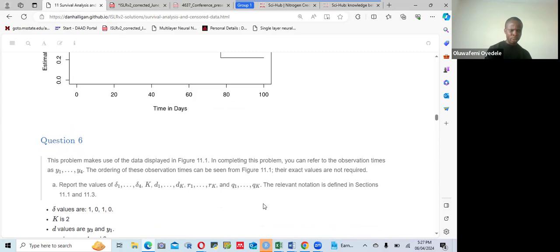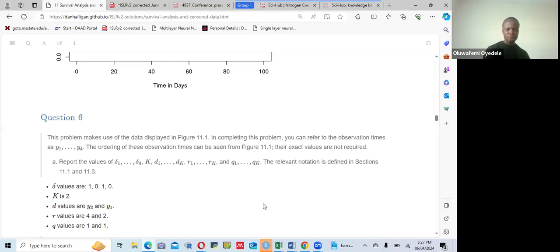In question six, they said this problem makes use of the data displayed in figure 11.1. In completing this problem, we can refer to the observation times as y1 to y4. The ordering of these observation times can be seen from figure 11.1, and the exact values are not required. For A, they say we should report the values of n, delta 1 to delta 4. We also have K, D1 to DK, R1 to RK, and also Q1 to QK, the equivalent notation defined in sections 11.1 and 11.2.